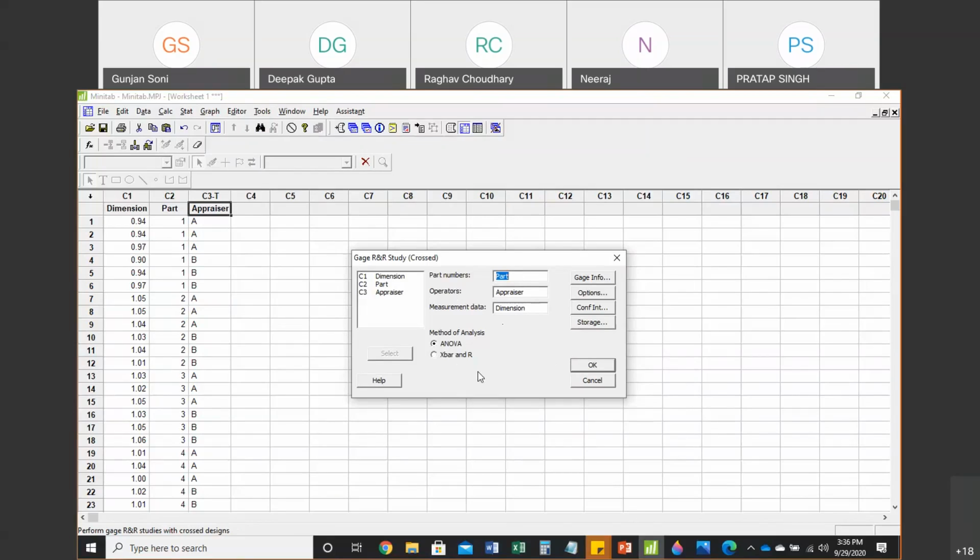For people who don't know about these things, it's not good if I go into detail of ANOVA and X bar, because for that a different course on statistics is required altogether. So I would not go into the statistical details, but I'm just going to show you through figures what is the meaning of this. How do we visualize this gauge R&R?